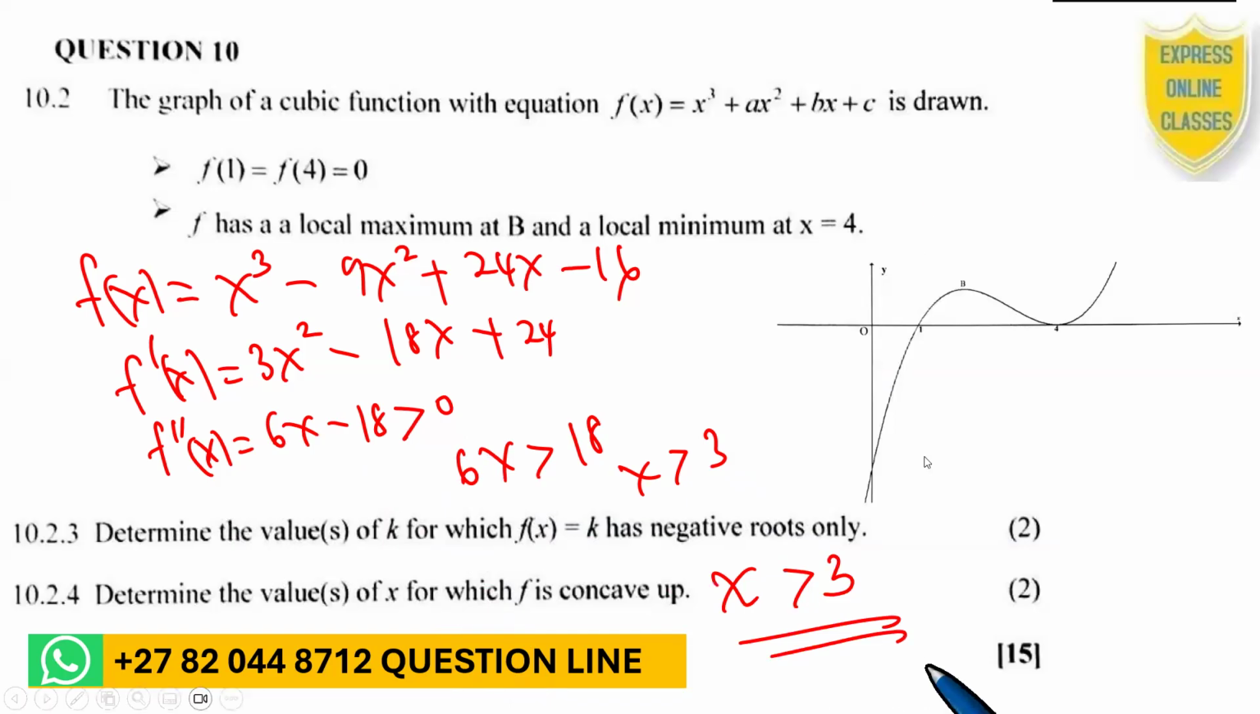Any question? Right. Move on to the next question.